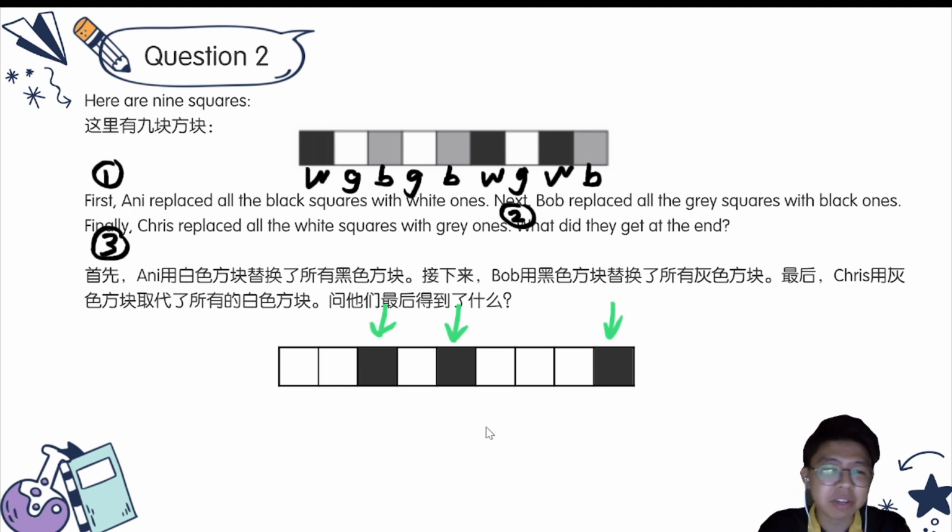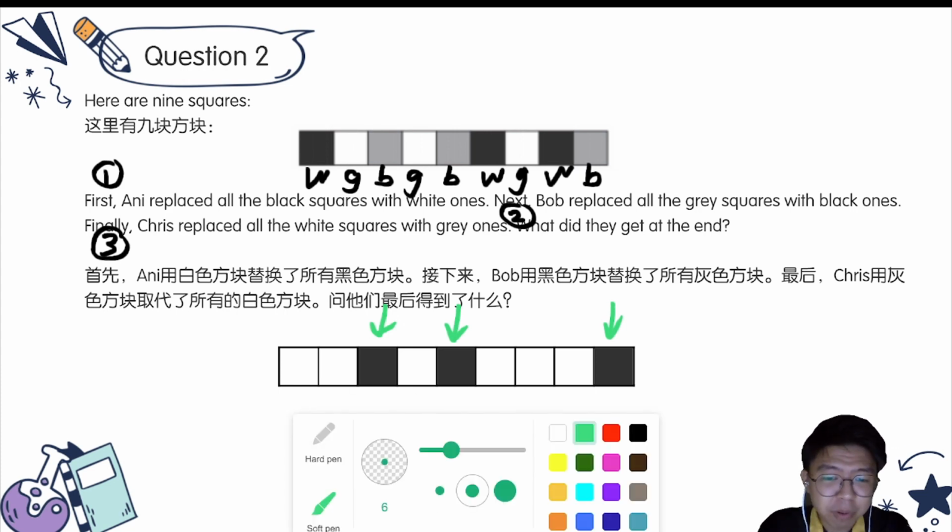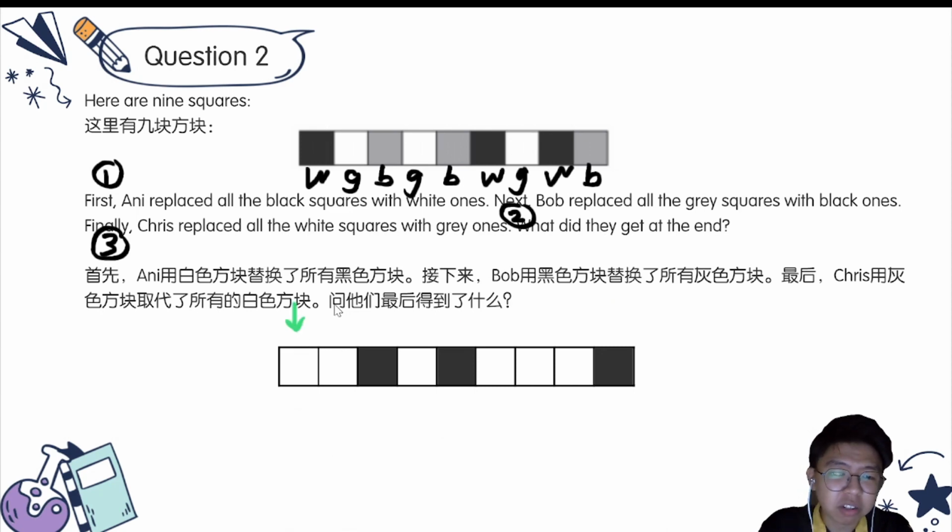And for the final step, it says that Chris replaced all the white squares with the gray one, which means we'll replace the white ones here. These are the white squares, correct? And we'll replace all of these with the gray one. So this is what the result will look like. But in doing the exam, in this kind of question, it's not possible for you to draw out the squares one by one and paint them out. It's very difficult.